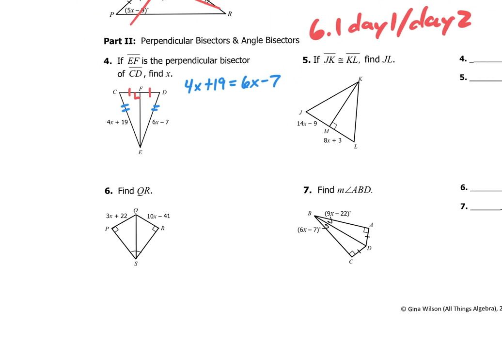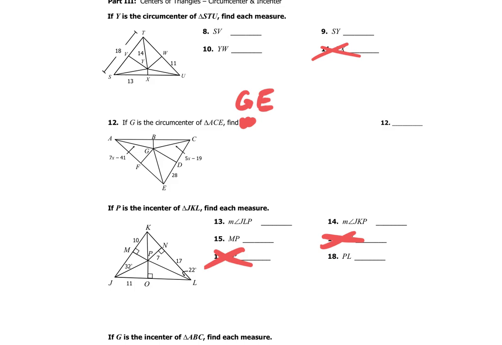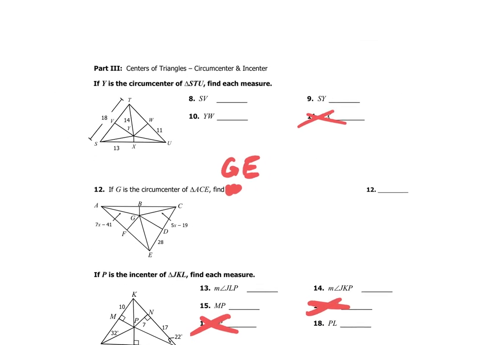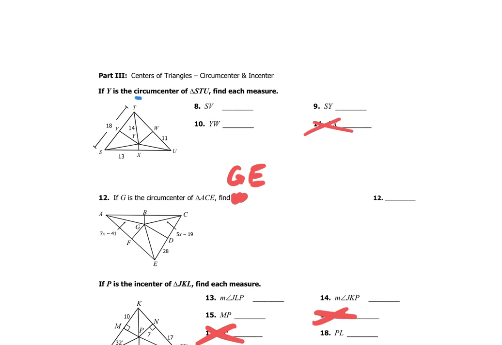On the back side of that page, on number 8 through 12, we're doing the circumcenter. Circumcenter and incenter is what we did on Monday. So these are on 6-2, lesson 6-2 notes, if you're looking back at your notes and need some help, because these are all very, very similar.